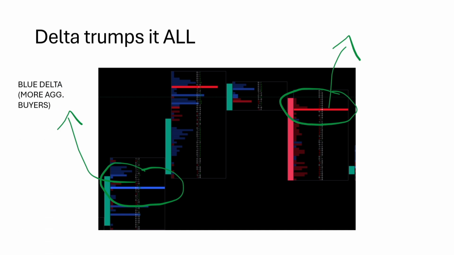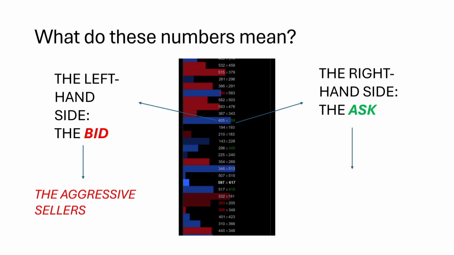So let's start with the left-hand side. Blue delta. This is more aggressive buyers. So if we just go back to what that means, let's go back to our chart over here. When you see blue delta, you can see that over here, right? This number here, I appreciate it's small, but this number here, 559 for 405. So the ask, the aggressive buyers, is bigger than the aggressive sellers. And that's why this row is shaded in blue, because blue represents more aggressive buyers. That is what the footprint chart is representing.